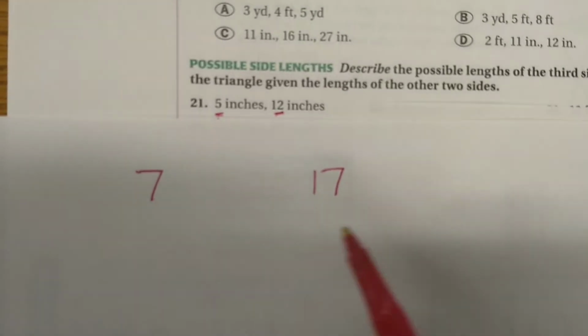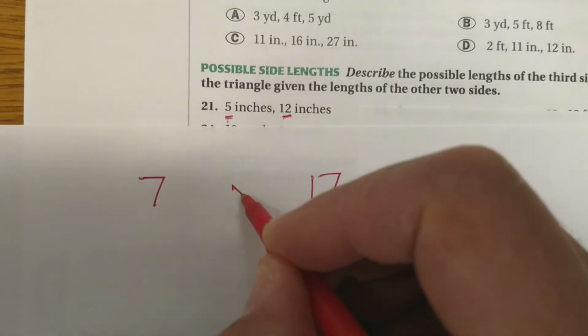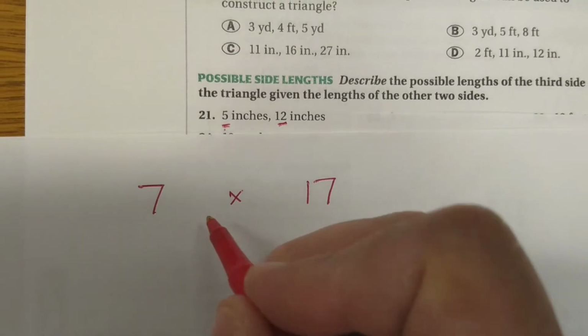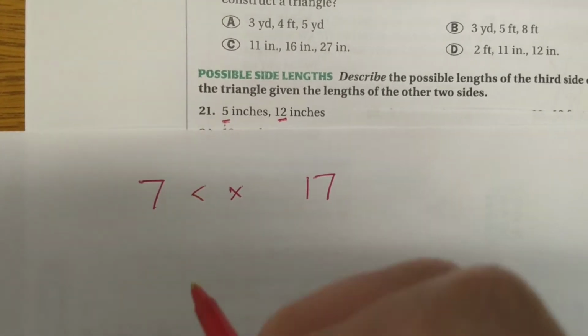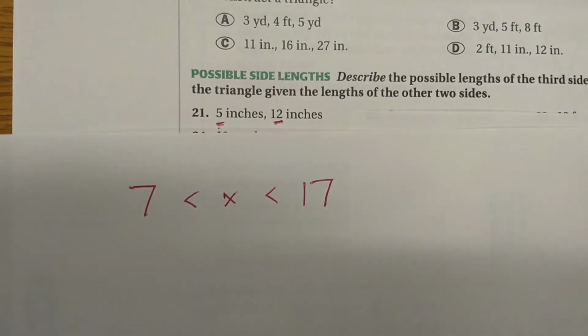Now, besides just recognizing my third side has to be, and I'll mark our third side as x, we can say x has to be larger than 7, but it's got to be a little bit smaller than 17. That's the range that it could be.